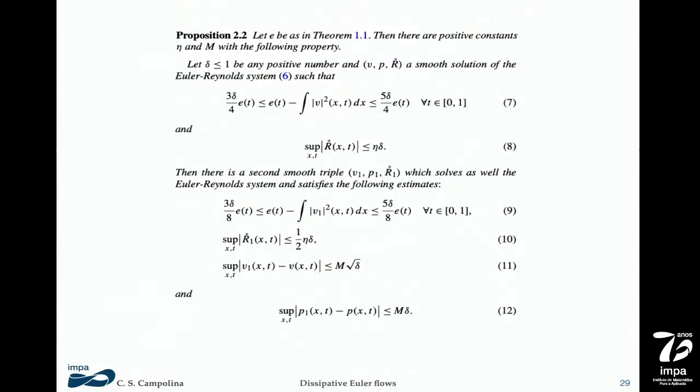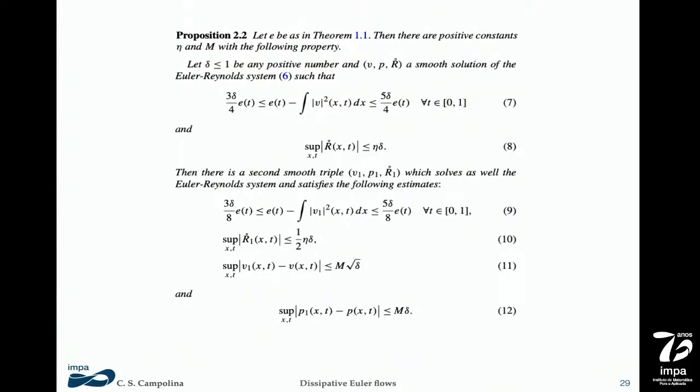There is a lot of notation here, but this is essentially the same thing. You see, here it's 3/4 of delta. Here we have 3/8, right? And here we have 5/4. Here we have 5/8. And for the Reynolds stress, we have delta. Here we have delta over 2.